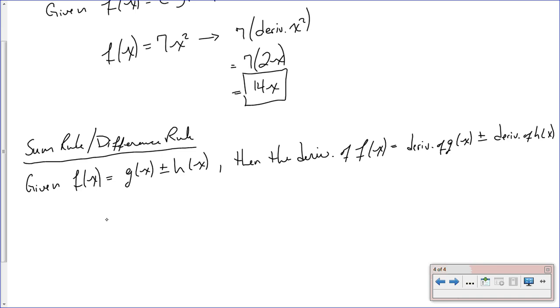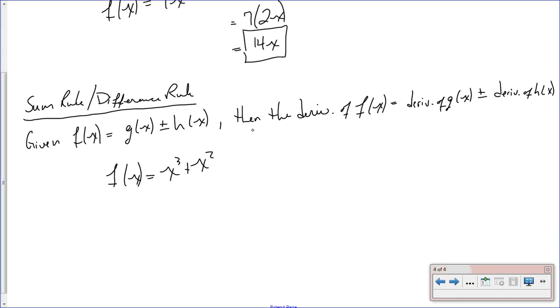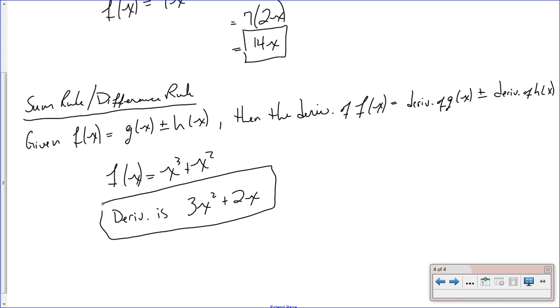Let's look at an example. F of x equals x cubed plus x squared. All right, the derivative of this is, of course, you do the power rule, so you drop the 3 down. So this would be 3x squared plus 2x. All right, that would be your derivative of x cubed plus x squared.